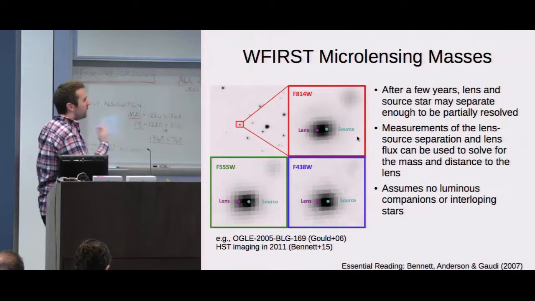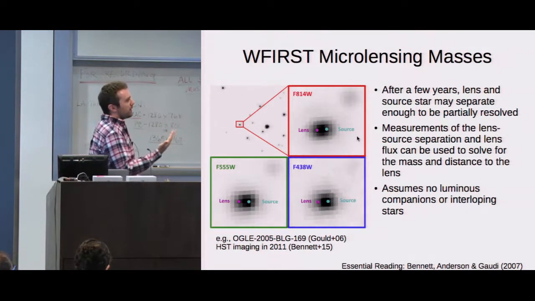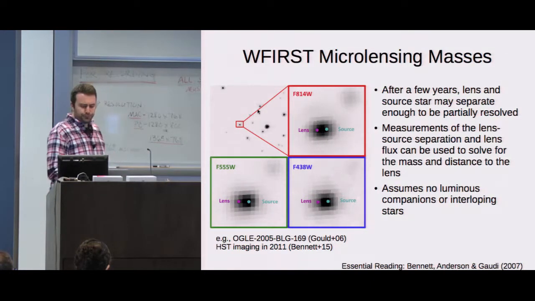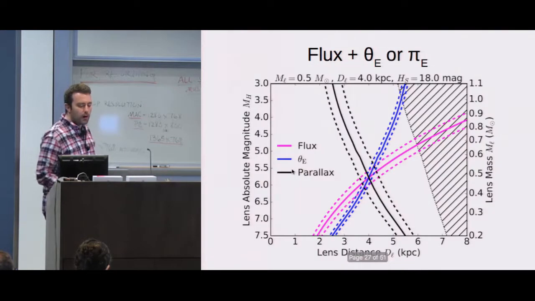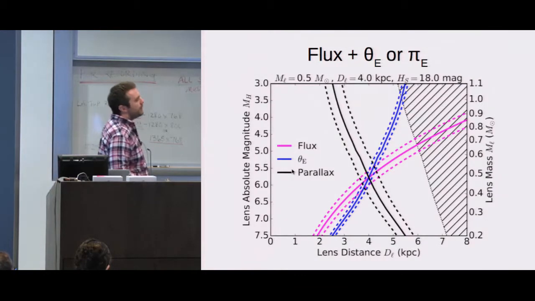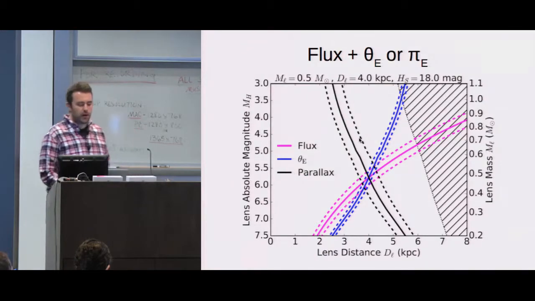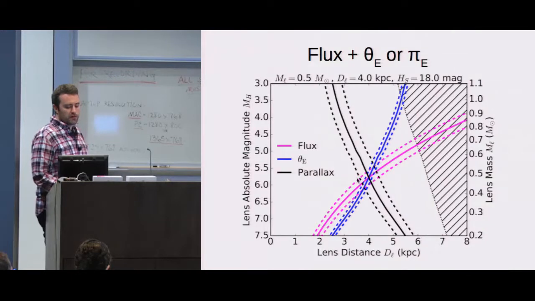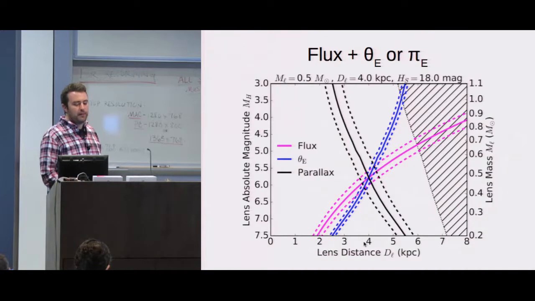Again, there are a number of other caveats. You need there not to be an interloper star that could be confusing you, either a companion to the source or the lens, or some other randomly blended star. But under those assumptions, you can then use these mass distance relationships that you get, a different one for each different measurement, either the flux or the angular Einstein ring radius, to solve the fundamental microlensing degeneracy and get out the lens mass and its distance.